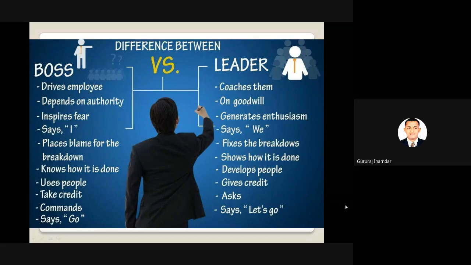So what is a boss? A boss drives employees. We always say that leader is good or boss is good, but a leader will always be appreciated by society. Why? Because the behavior of that leader is better as compared to the boss. So a boss will drive the employee.